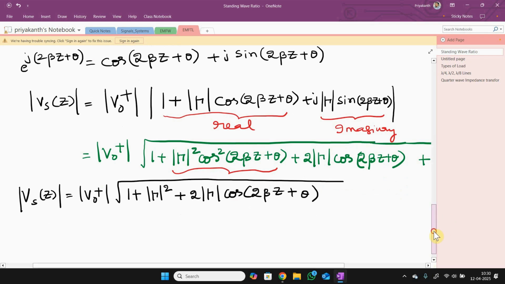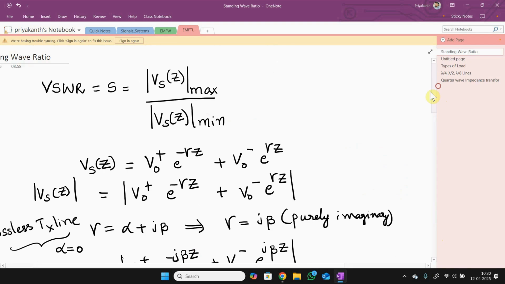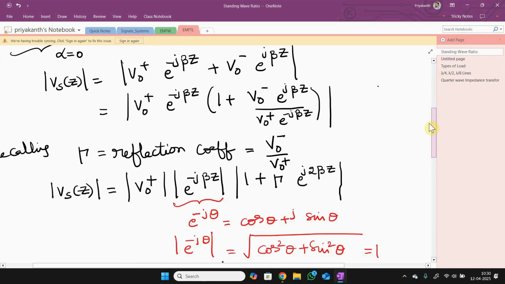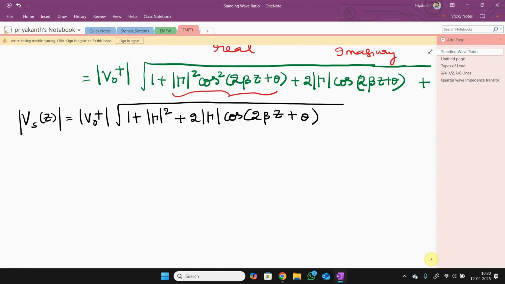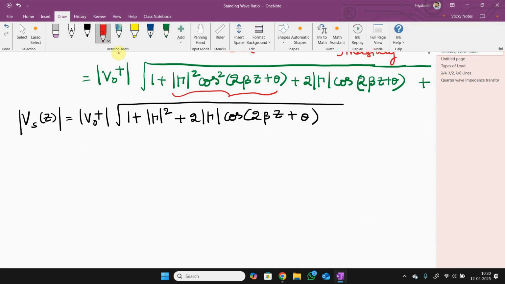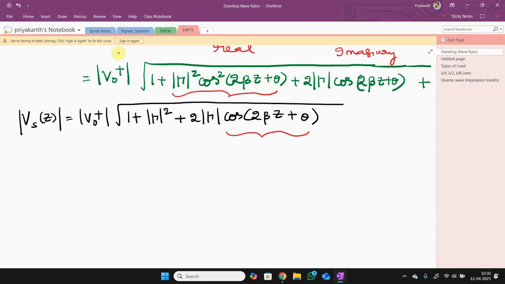Now if I go back to the formula of VSWR, you can observe that it is a ratio of maxima to minima of this Vs of z magnitude. So therefore we will now find the maximum. So when this becomes maximum, can anyone see this? Already we did in EM waves. The maximum values of cosine function can be plus 1 or minus 1. When it is plus 1, it results in a maxima. When it is minus 1, it results in a minima.